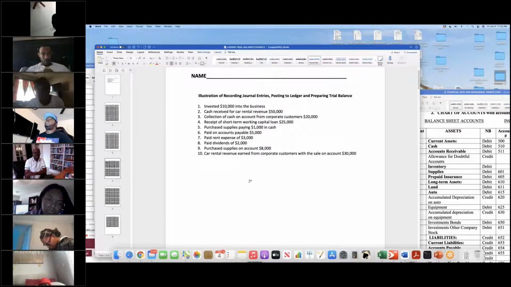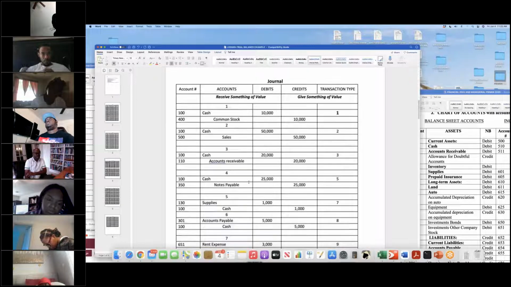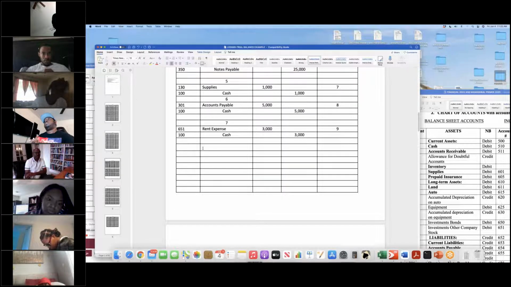Transaction 8, we paid dividends of $2,000. So we, of course, will be debiting dividends, crediting cash once again. Our amount is 2,000. Our type is what? 10. So this is number 8. Our account number for dividends? 455.